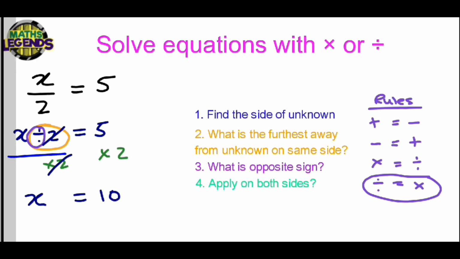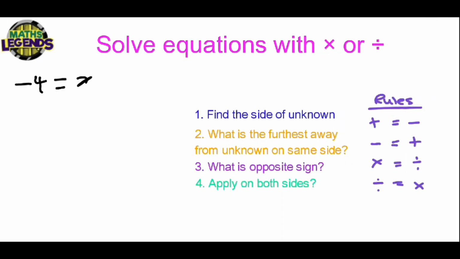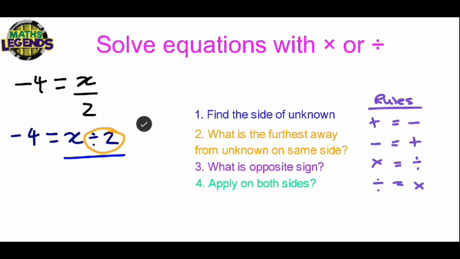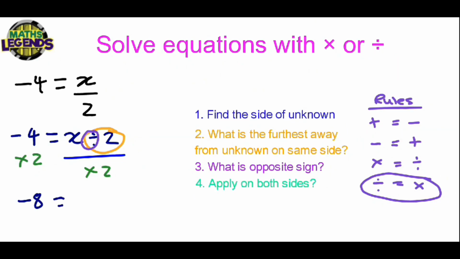Let's look at another example. -4 equals x over 2. So again here, we can write this as -4 equals x over 2 is the same as x divided by 2. So we ask ourselves the same question. So the x is on the right hand side. This 2 is on the same side as the x and also furthest away. There's nothing else there. And what is the opposite sign? So here we've got a divide. So to break that link, we need to multiply. So applying the times 2 on both sides, we can then simplify. So -4 times 2 is -8. And the 2 cancels with this 2. So that's left with -8.